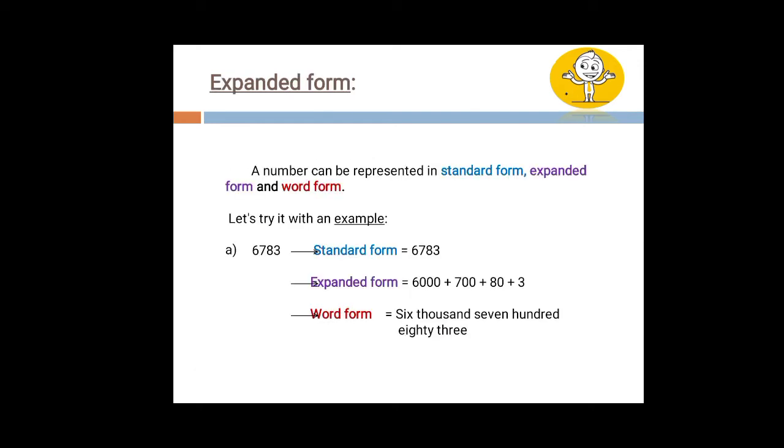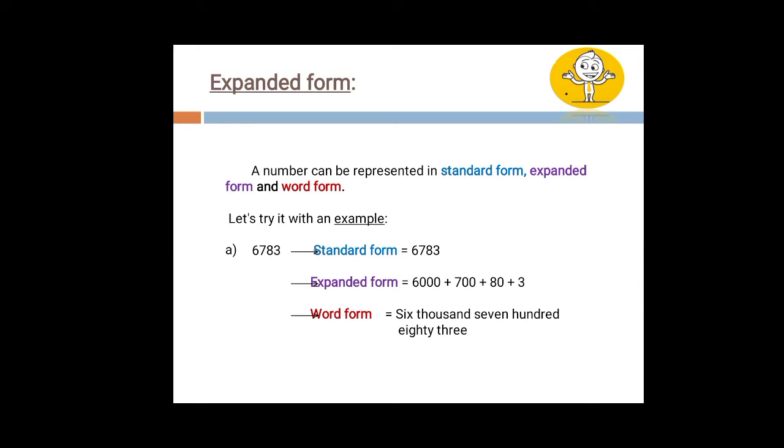Come to the next topic, that is expanded form. A number can be represented in standard form, expanded form and word form. What is standard form? The number itself which is written is known as standard form. Expanded form means you will write the place value of each and every digit with an addition sign in between the numbers. And the last one is word form, which means you have to write the number name of the standard form.